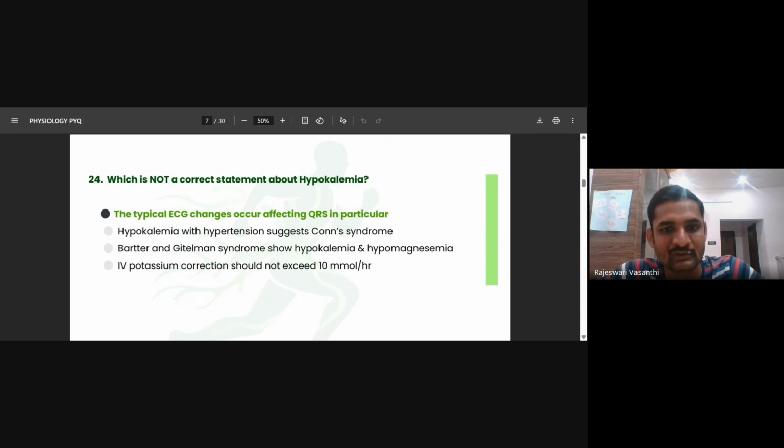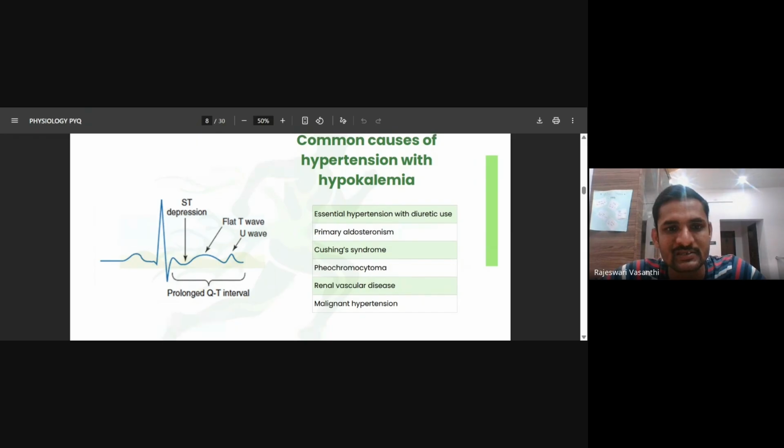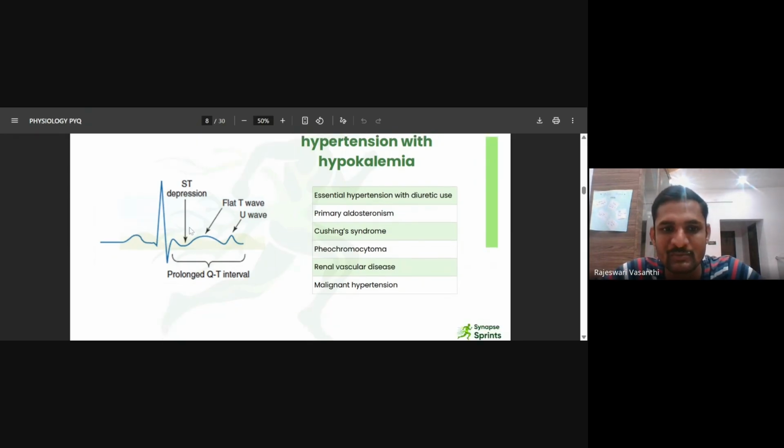We'll see how. First, the typical ECG changes occurring in hypokalemia: first and foremost, we have ST depression. Next, we have flat T wave and prolonged QT interval. So there is nothing particular about the QRS. ST depression, prolonged QT interval, flat T wave and U wave. These are the cardinal ECG features in hypokalemia.